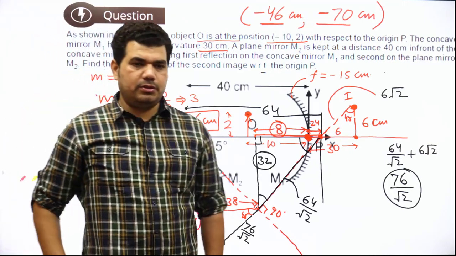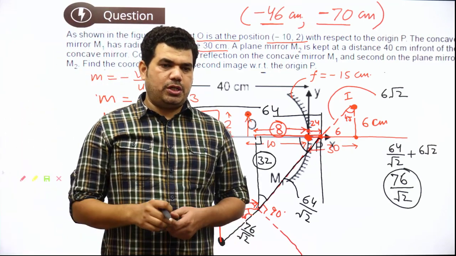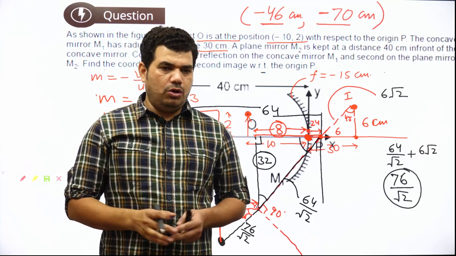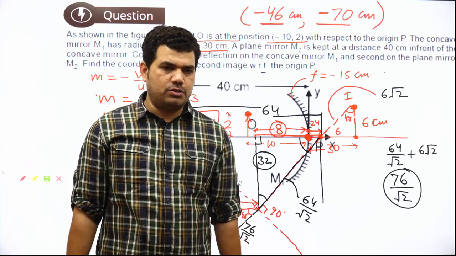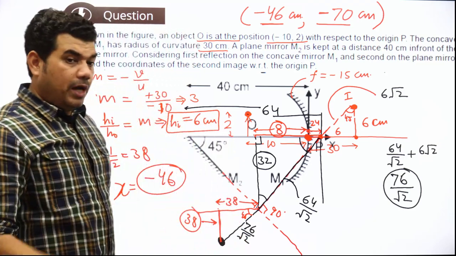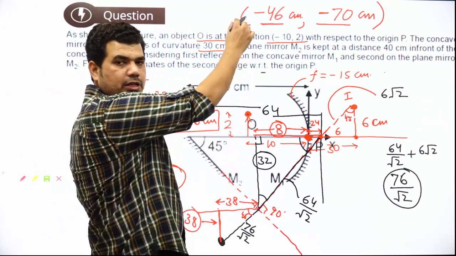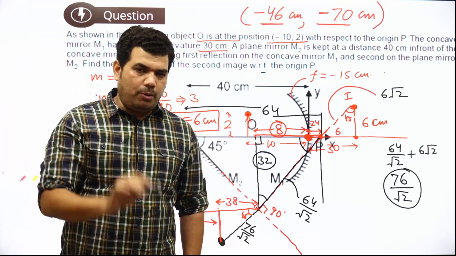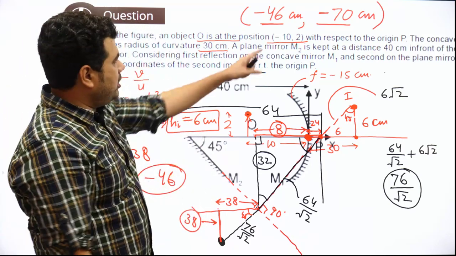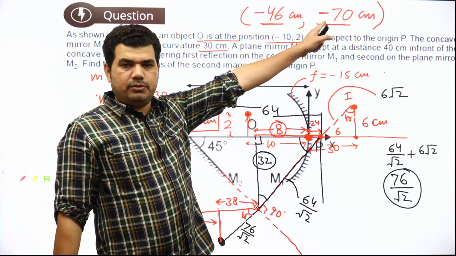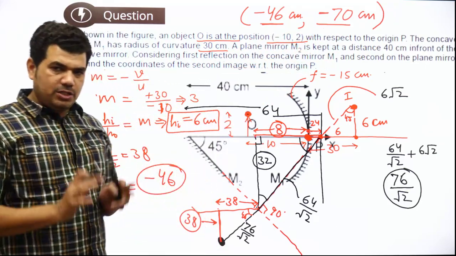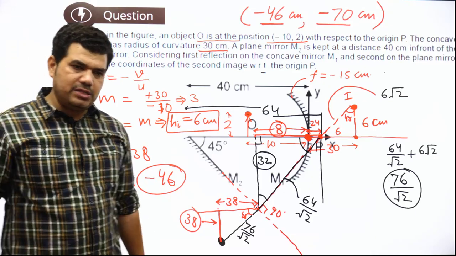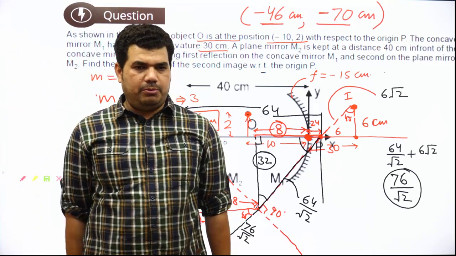Got my point? Very good, Dipesh, Aman, Kiran. Very nice, you all are going fine. Now the answer is here. Can you see? Minus 46 centimeter, comma, minus 70 centimeter. This is the final answer. Let's move ahead.